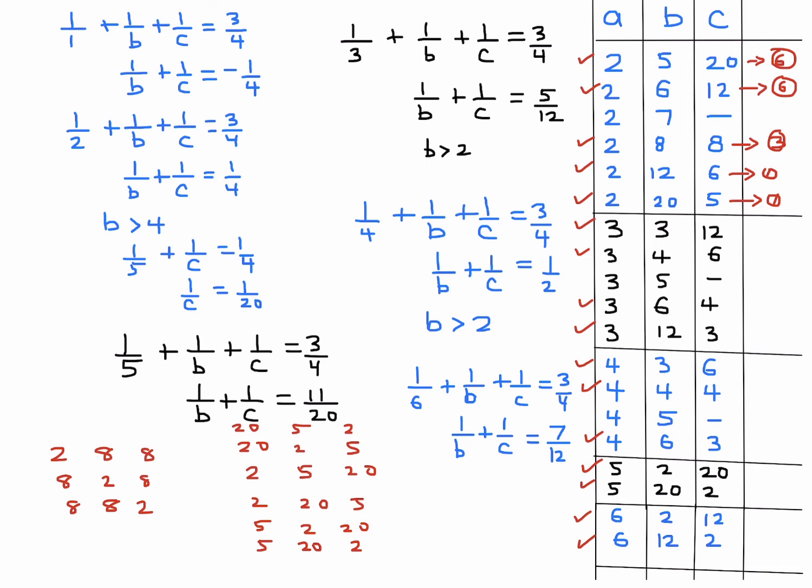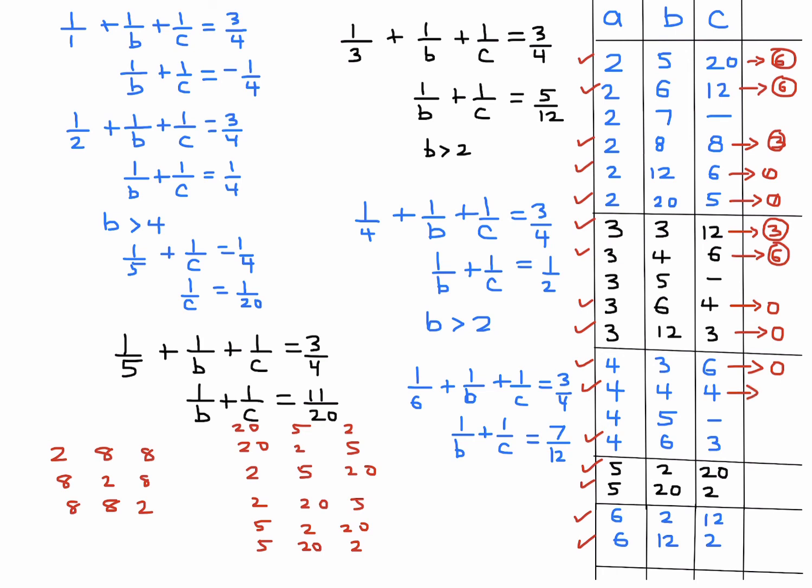Got it? All right, so let's keep going here. 3, 3, 12, this gives me 3 combinations. 3, 4, 6, this gives me 6. But this guy gives me 0 new combinations, and this also gives me 0 new combinations because we've already counted these in this and this. Okay, moving right along. This one gives me 0. Why? Because 4, 3, 6 is the same as this one. You see what I mean?